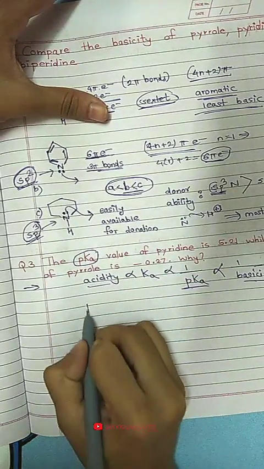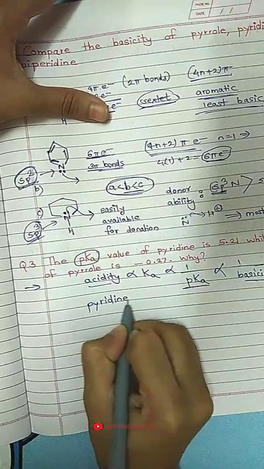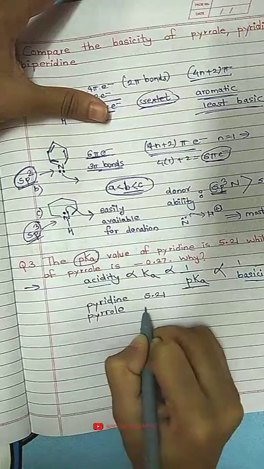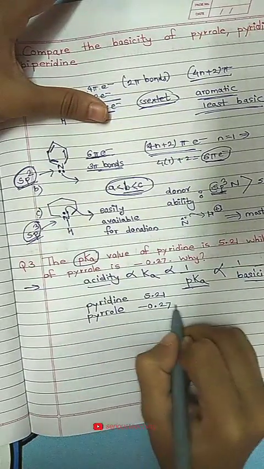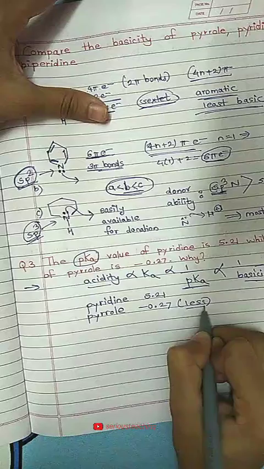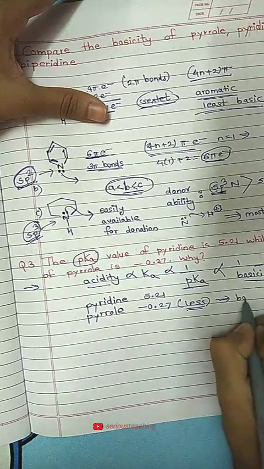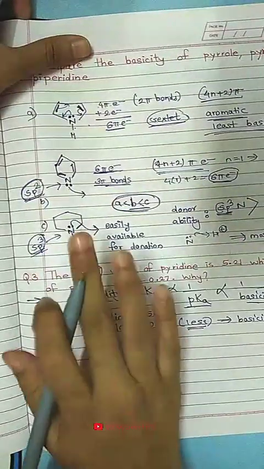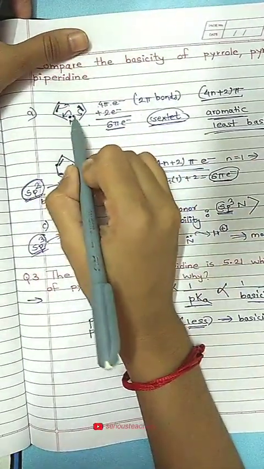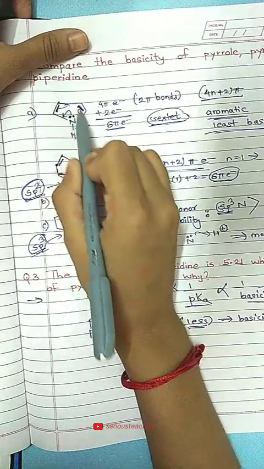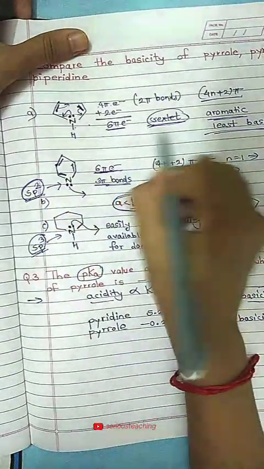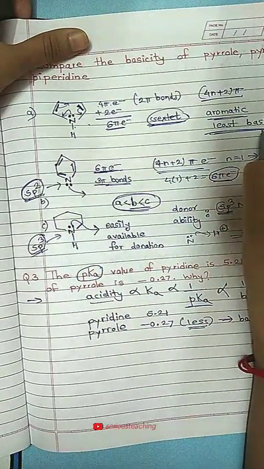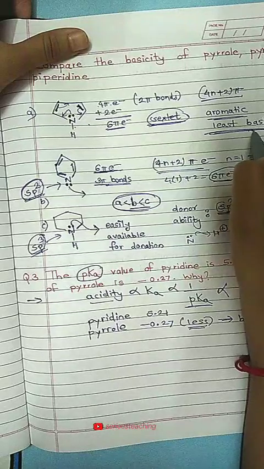So see, in pyridine, pKa is 5.21. In pyrrole, pKa is minus 0.27. So pKa is less in pyrrole. If pKa is less, it implies the basicity is less. And we just explained that the lone pair of electrons on pyrrole is involved in the aromatic sextet, and therefore it is not available, so the basicity is highly reduced and pyrrole is very, very less basic.